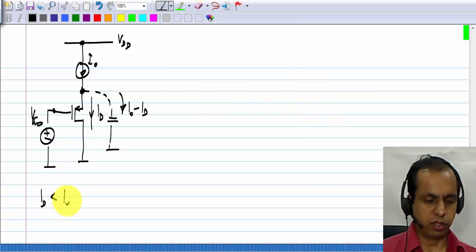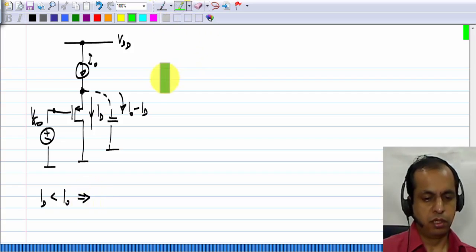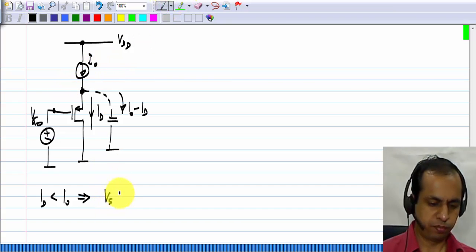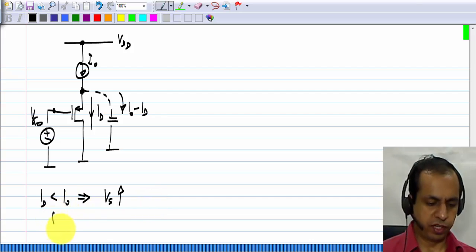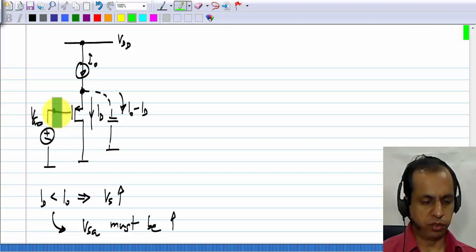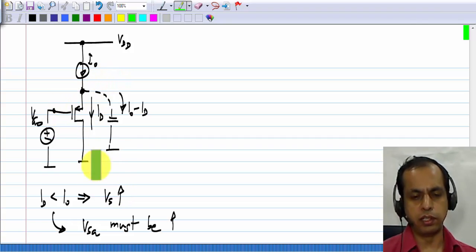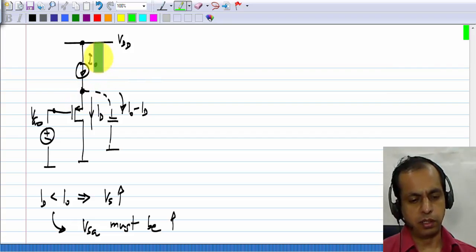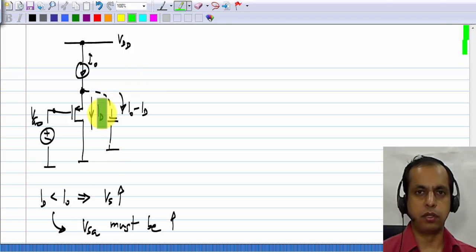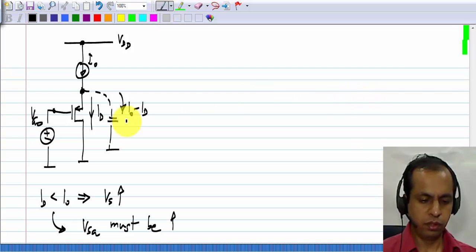So if ID is smaller than I0, this means that a current gets pumped into the parasitic capacitor and the source voltage increases. Also, if ID is smaller than I0, we have to increase VSG. Again, you see that nothing more has to be done because the gate voltage is fixed and the source voltage is increasing. So the moment you make this connection, if ID is smaller than I0, the source gate voltage VSG will increase, and finally steady state will be reached. That is, this voltage will stop moving when ID equals I0. Okay.